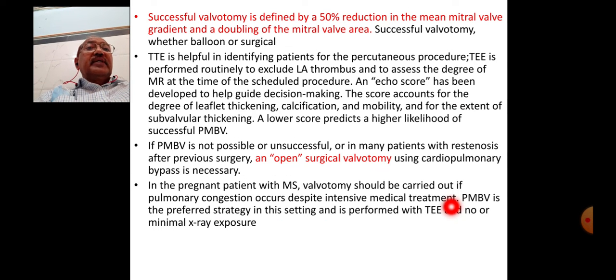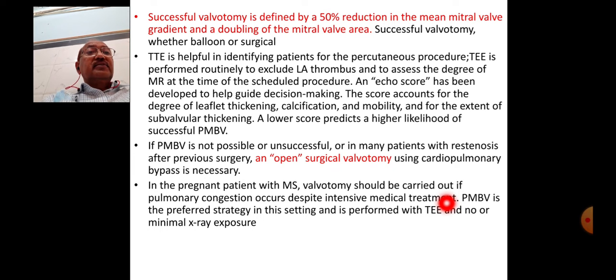Successful valvotomy is defined by a 50% reduction in the mean mitral valve gradient and a doubling of the mitral valve area. Successful valvotomy can be achieved by balloon or surgical. TTE is useful in identifying patients for percutaneous procedure, but TEE is performed routinely to exclude an LA thrombus and to assess the degree of MR.